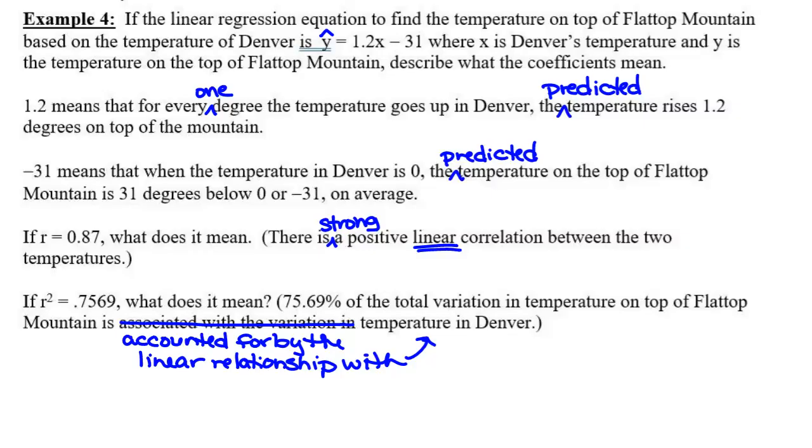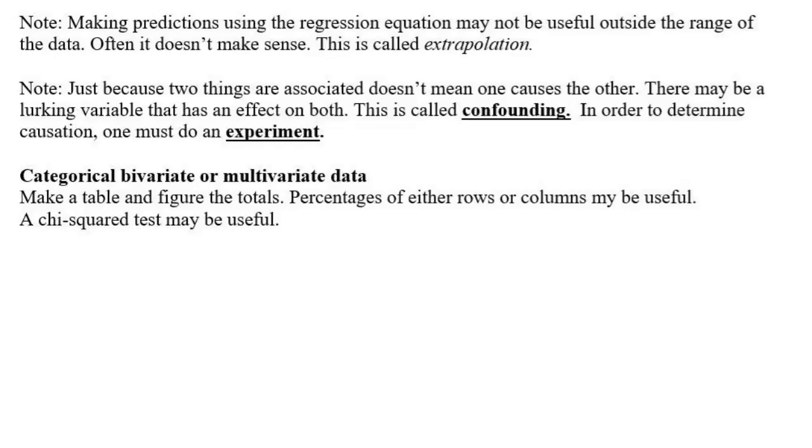All right. A couple of notes to make. Making predictions using the regression equation may not be useful outside of the range of the data. It often doesn't make sense. This is called extrapolation. So we can use our least squares regression line to make predictions that are within the set of data that we have collected. But outside of that set of data, with x values way, way smaller or way, way bigger, it might not follow the same linear pattern that far away from our data. It might behave in a linear way close to the data that we're looking at, but not behave in a linear way further out.